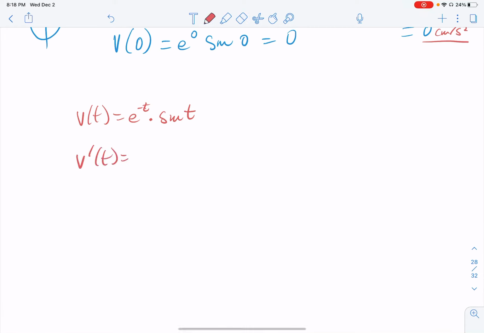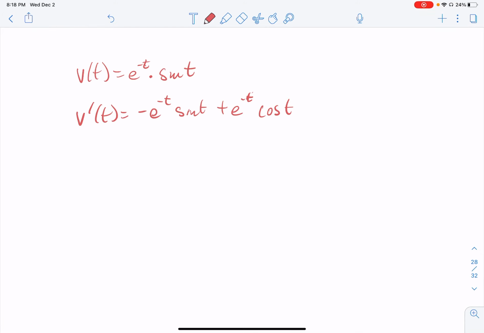prime of t is equal to the derivative of the first one, which would be negative e to the negative t times sine of t, plus the first one times the derivative of the second one, which is cosine of t. And then I have myself a common factor of e to the negative t, which I will go ahead and factor out. So I'll make that e to the negative t times negative sine t plus cosine t. And if you wanted to, you could put this e to the negative t down to the bottom, just saying if you wanted to.